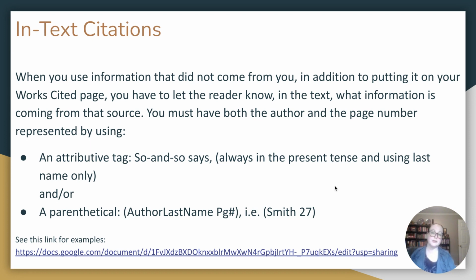If you have an attributive tag with the author's name, then all you need to put after that, if there's a page number, is that page number in parentheses at the end. Otherwise, if you don't have an attributive tag, then you can just use a parenthetical, which is the author's last name and page number. If you don't have an author's last name, you'll substitute that with a title.